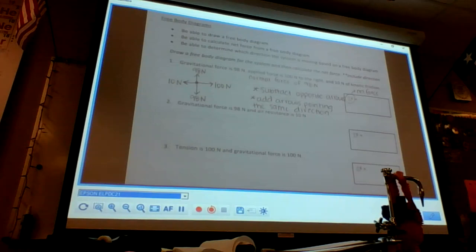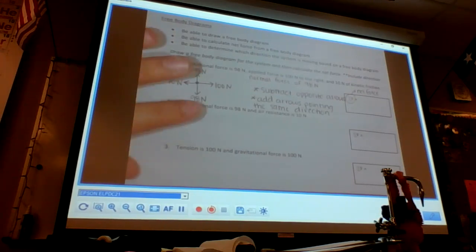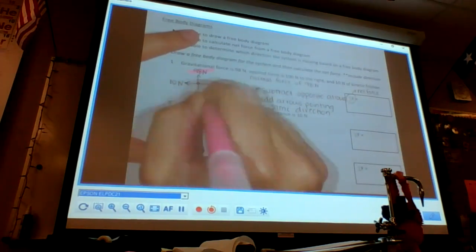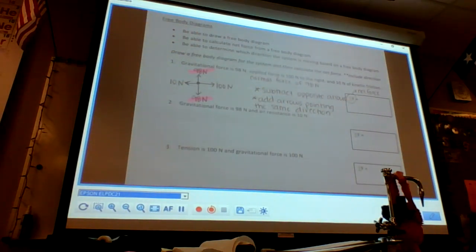Alright, I'm going to go in with a different color whenever we start adding and subtracting and all of that stuff. Okay? So, let's look at my up and down arrow first. I have 98 newtons going up, 98 newtons going down. What are those going to do? Cancel. They're going to cancel out. So I can just mark those out. Okay? They cancel.